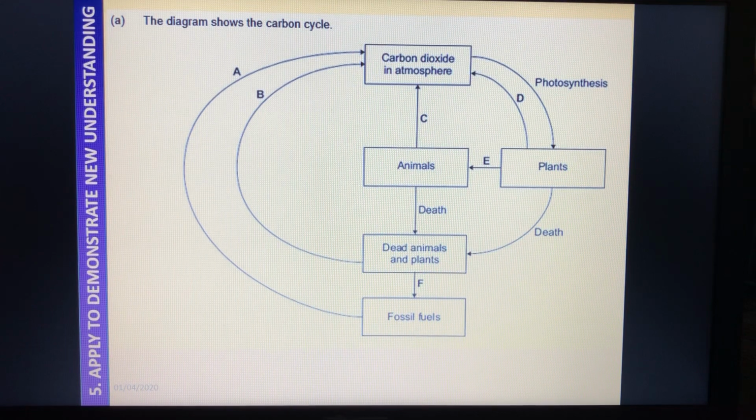Okay, let's look at a couple of exam questions. So the diagram shows the carbon cycle. We've got some lettered arrows. We've got carbon dioxide in the atmosphere. We've got animals, plants, dead animals and plants, and fossil fuels. And we've got the word death on here this time. So it kind of looks similar, maybe a flipped over version of the one that we've just been using. So let's have a look at what our questions are.